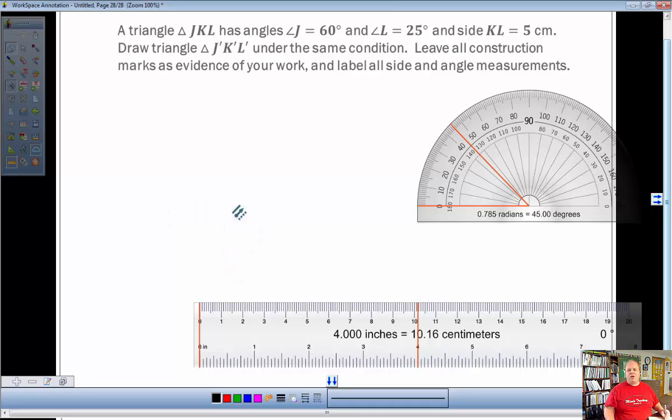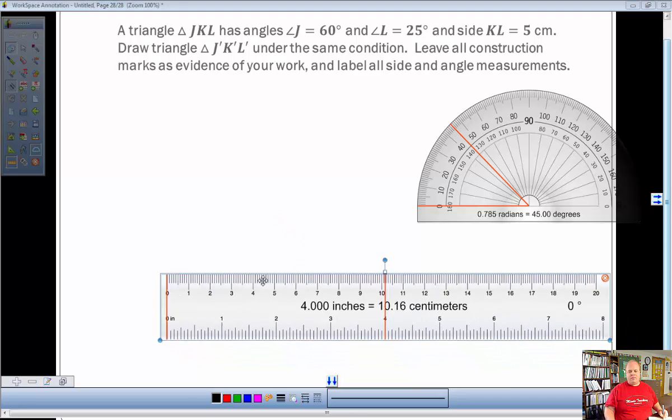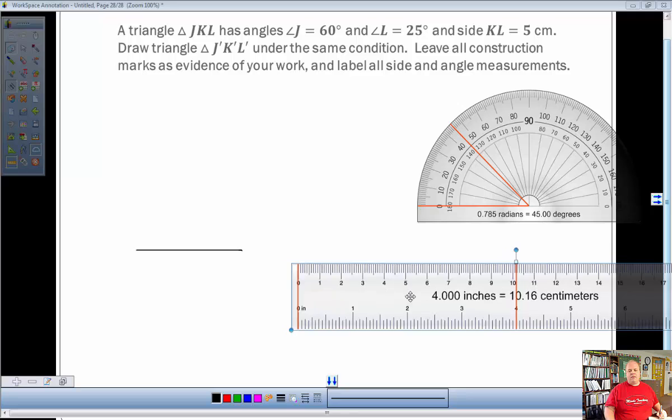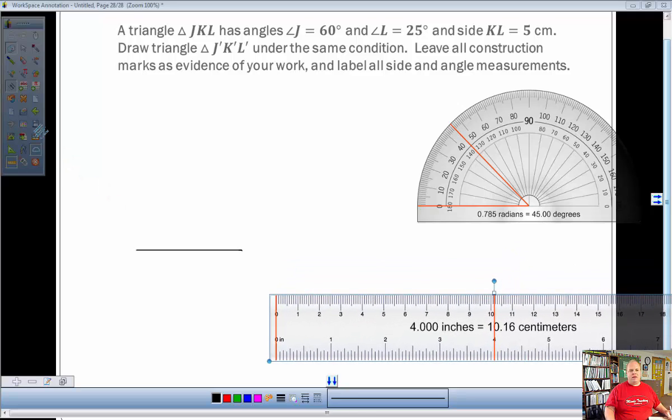I'm first going to start by drawing side KL. Okay, side KL is 5 centimeters, so I'm going to draw my line and make sure that it is only 5 centimeters. Okay, now I'm going to put this away for a moment. I'm going to get my tool out to label. This is going to be K, and this is going to be L.